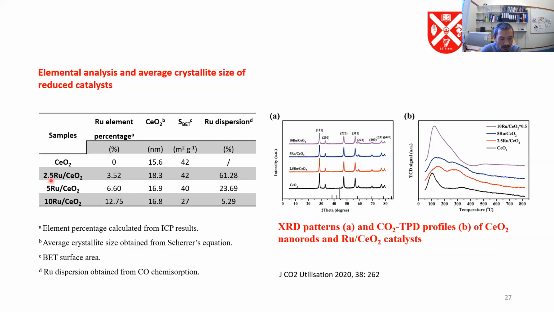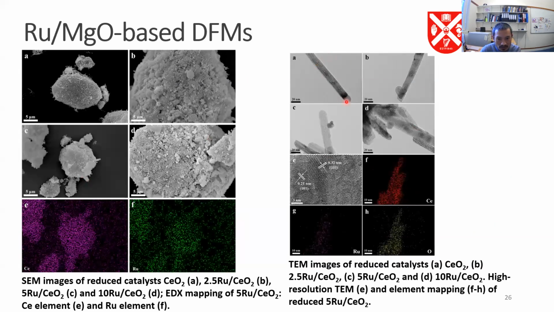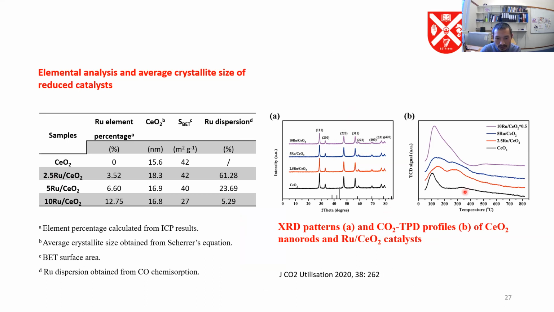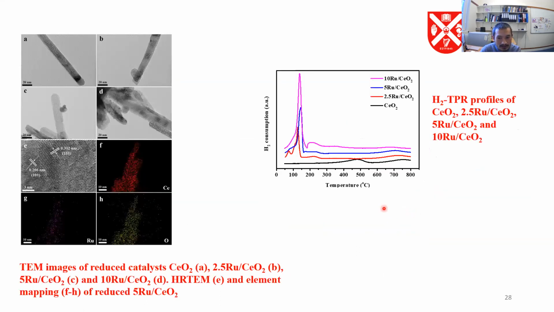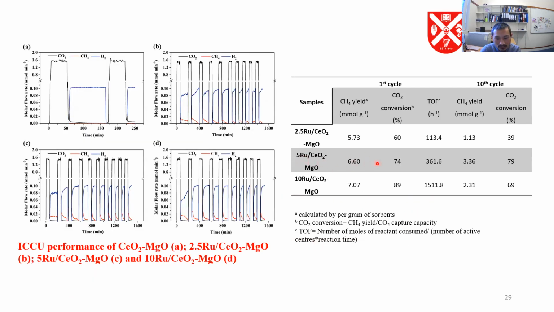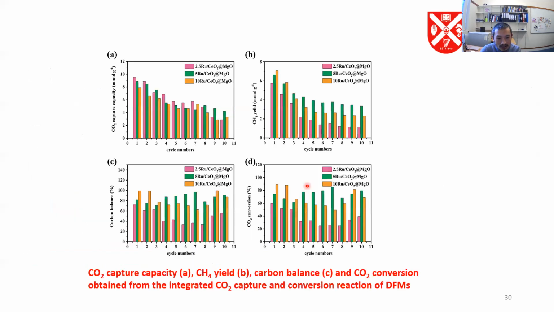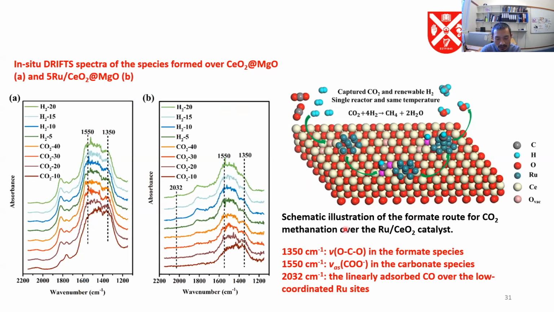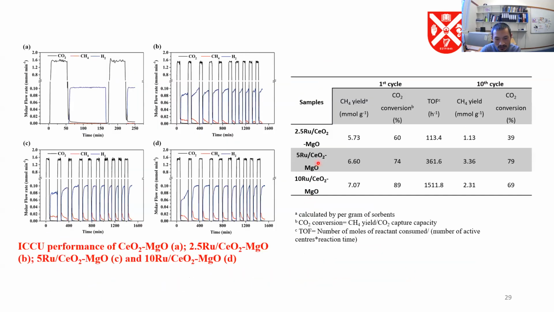So we use the ruthenium loading on the nanorod of cerium oxide. Then we tested the materials there, and the key information is that with the increase of ruthenium, we increase methane production, but an optimum ruthenium loading is required. And personally, I think this kind of reaction uses a very expensive catalyst and produces a relatively cheap material, methane. So it's debatable.